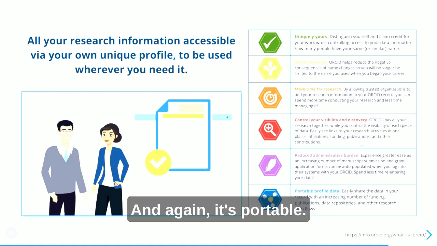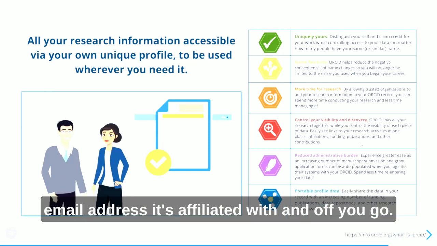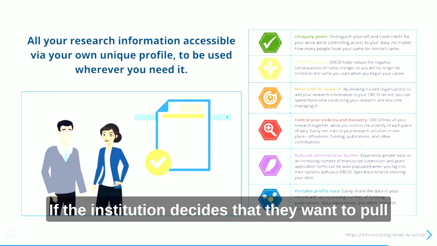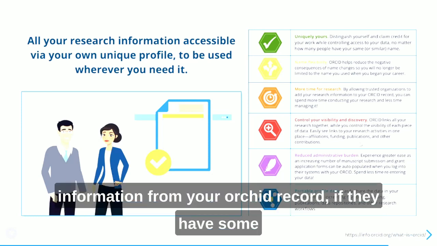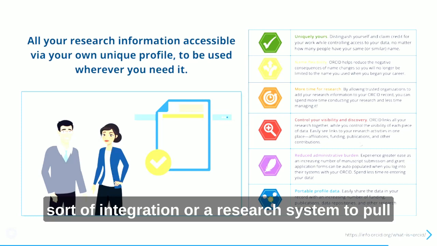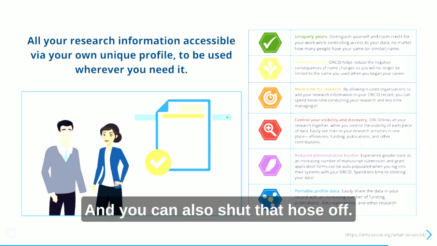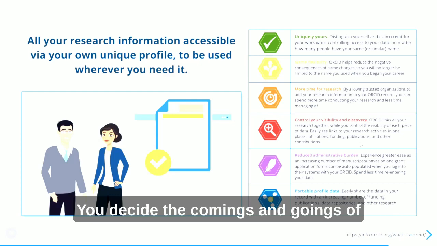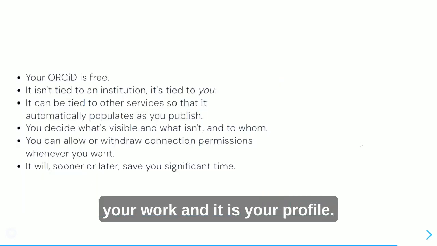And again, it's portable. If you leave the institution you're at, just change the email address it's affiliated with and off you go. You don't need to worry about any of those things. If the institution decides that they want to pull information from your ORCID record, if they have some sort of integration or a research system to pull metadata from your record, you can let them, and you can also shut that hose off. That's totally your decision. You decide the comings and goings of your work, and it is your profile.